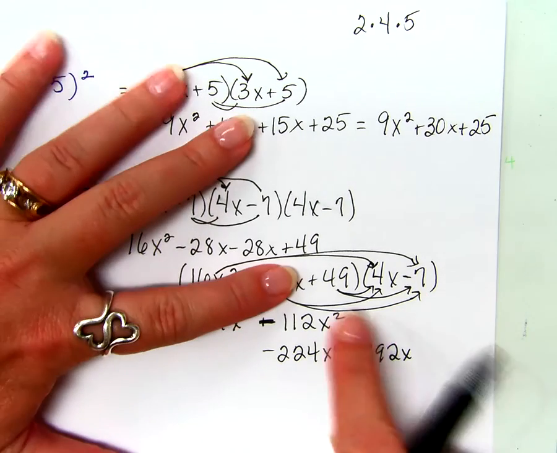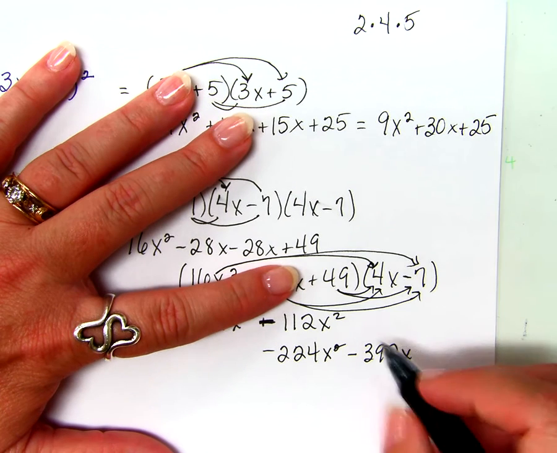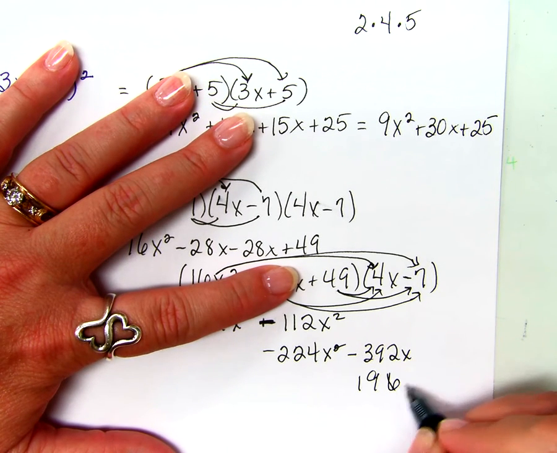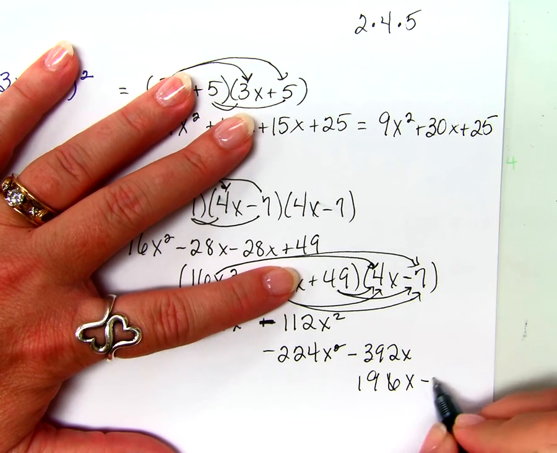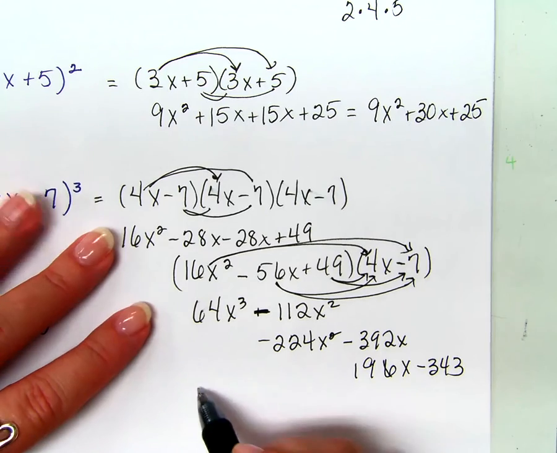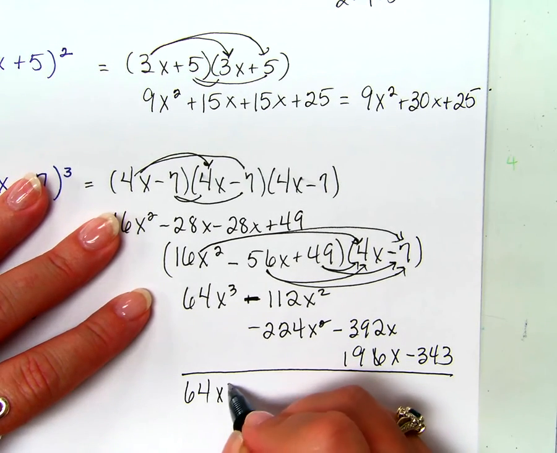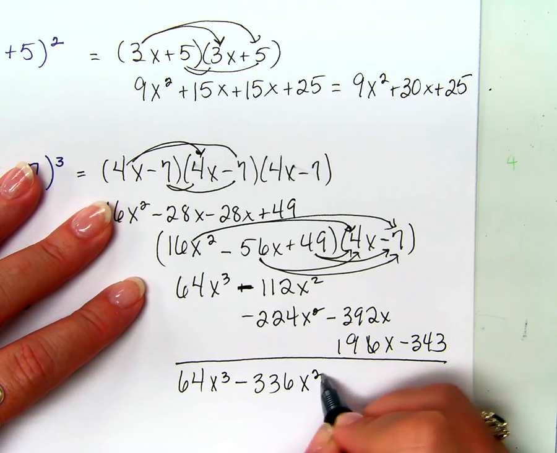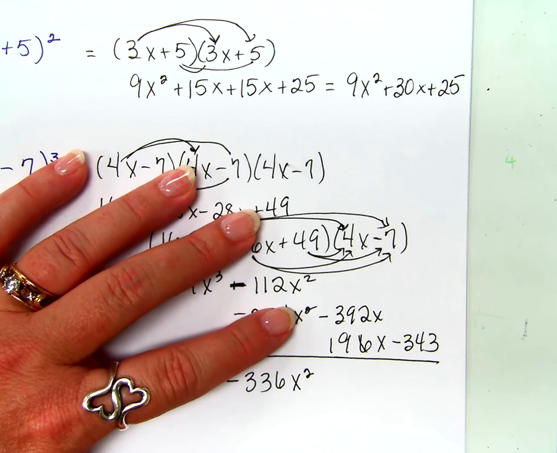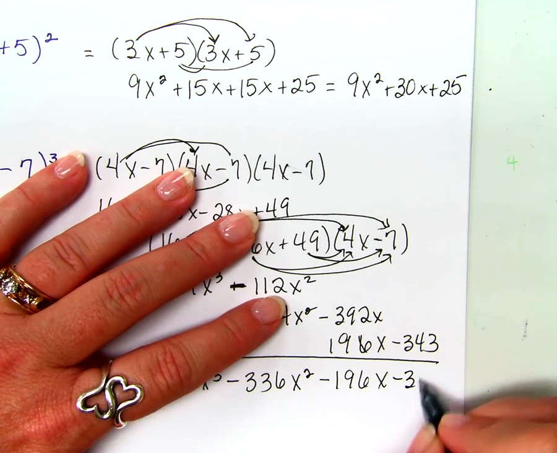Okay? Then I do the last term. 49 times 4x, which gives me 196x, and then 49 times negative 7, which gives me negative 343. And then I combine my like terms. So 64x to the third minus 336x squared. Then we've got a negative 392 plus a 196. Oh, that's nice. Negative 196x minus 343.